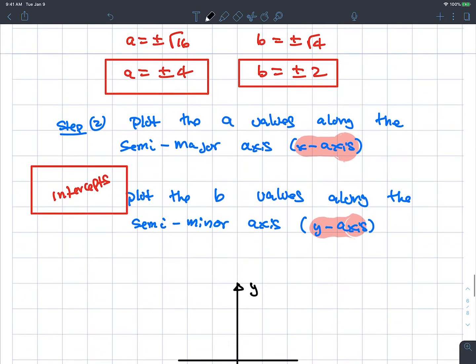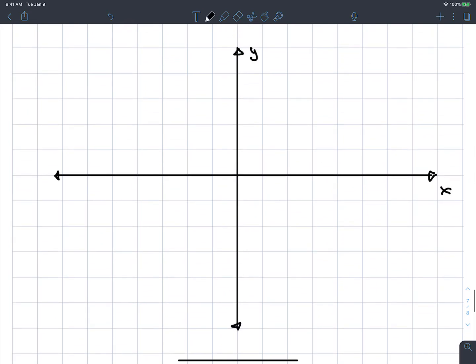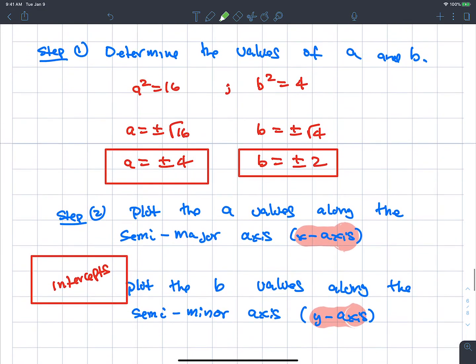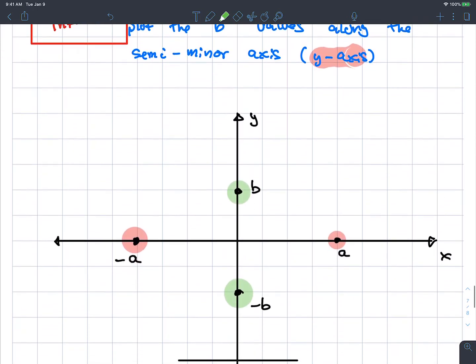Here's what I mean. Those a values are positive and negative in general. As a sketch, I'm going to put A over here. And on the opposite side, that's where negative A is. And then here, I'm going to have a B. And here, I'm going to have my negative B. So the A values that we're talking about, they're on the x-axis. And the B values, they're on the y-axis. Those are the values you found. In step 1, we found A is plus or minus 4. We found B is plus or minus 2. So we'll show you what this is.